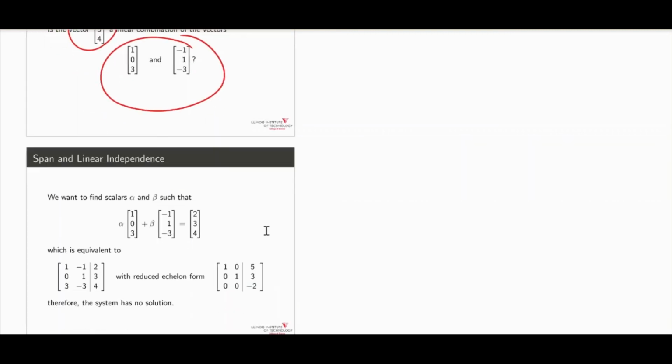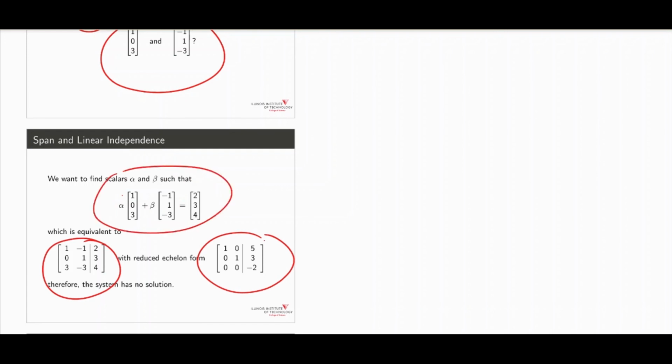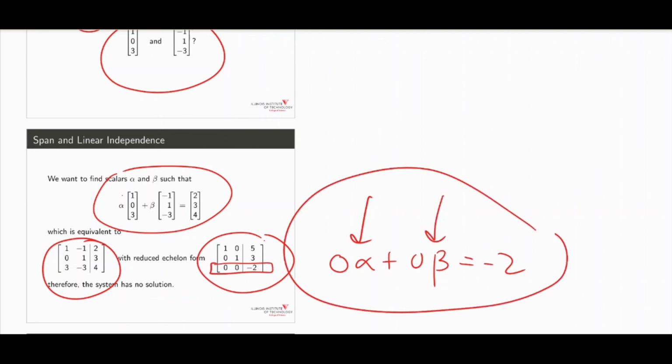Well, set up these equations. Alpha of this, beta of this, set it equal to 2, 3, and 4, and this is again equivalent to this augmented matrix. Row reduce it, you get this. What do you see? You see that this linear system is actually inconsistent. There's no solution because of this. This means 0 alpha plus 0 beta equals -2. You can see there's no way to find these two numbers so that this equality will hold. So that is an inconsistent system.